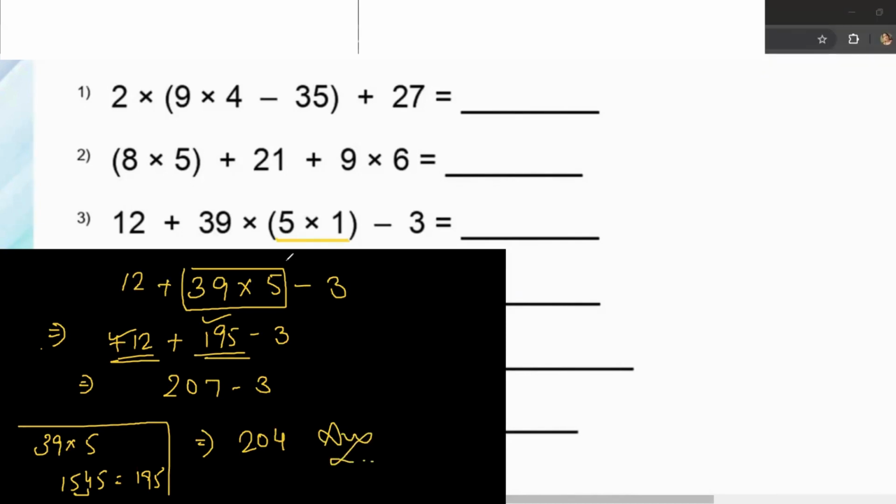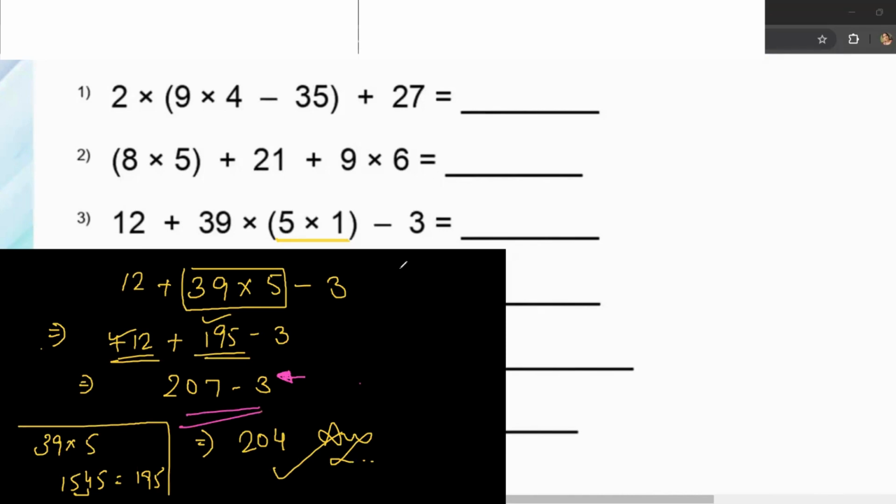Is it the same with everyone? Veda, you tell me. Is your answer 204? Yes, ma'am. Very good. Tanishka, is your answer 204? No, ma'am. Where did you go wrong, bacha? Ma'am, I got answer as 252. Where did you go wrong? Did you identify from here? Ma'am, I went wrong in the 207 minus 3. Oh, that was a simple subtraction. So practice subtraction at home today, okay?